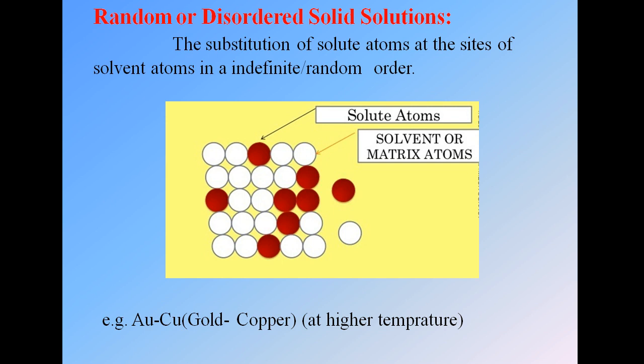The example is the same again, gold and copper, but at higher temperature, because as you increase the temperature, it will simply change the order of the placing. So this is called random or disordered solid solution. If we place the solute atoms in an order, then it is an ordered solid solution. If we place solute atoms in a random way anywhere, then it is called a random or disordered solid solution.